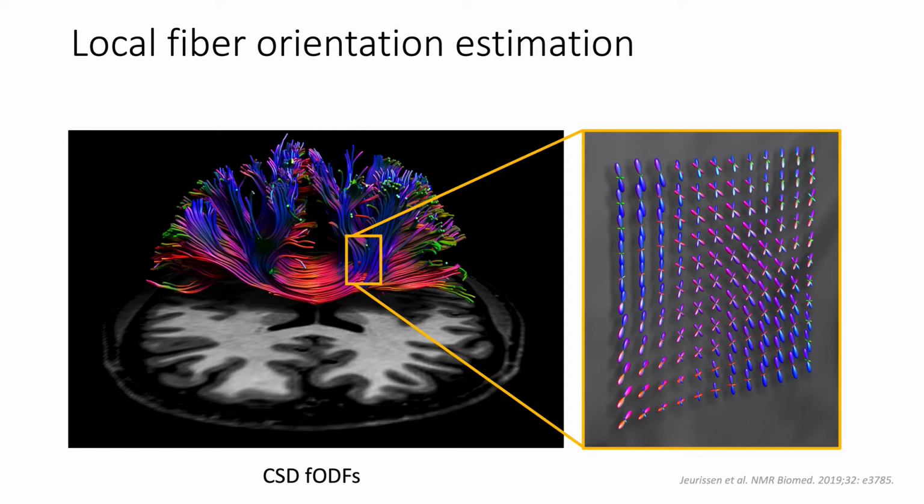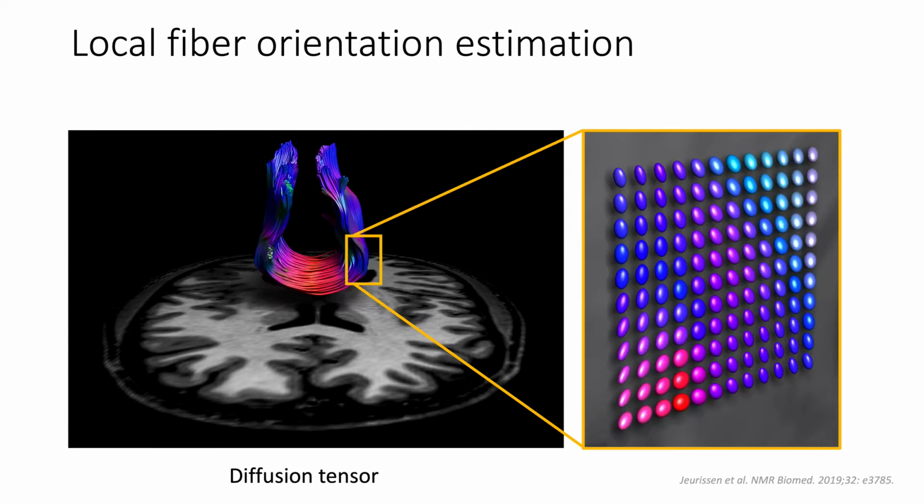Typically, these high-order methods represent fiber orientations as a continuous function on the sphere, known as the fiber orientation density function, or fiber ODF, as you can see here on the right. Such a representation makes these models ideally suited to track through regions with complex fiber orientations. So if I switch back and forth between these two approaches, you can see that the difference is really night and day.